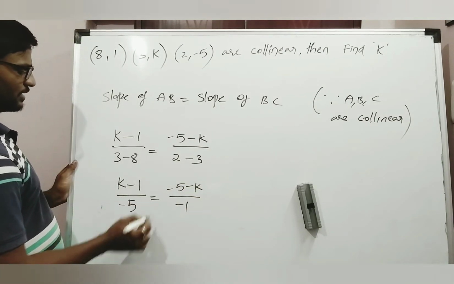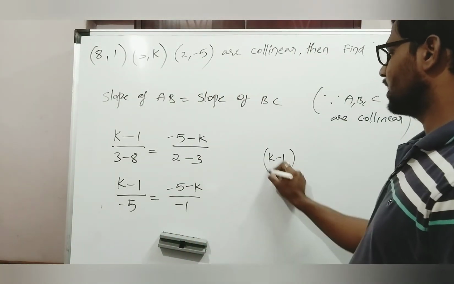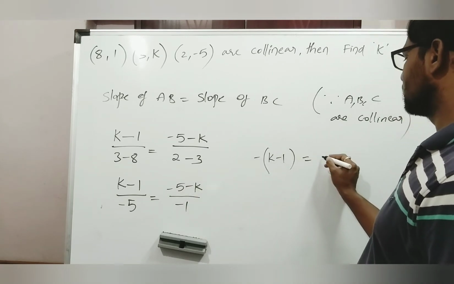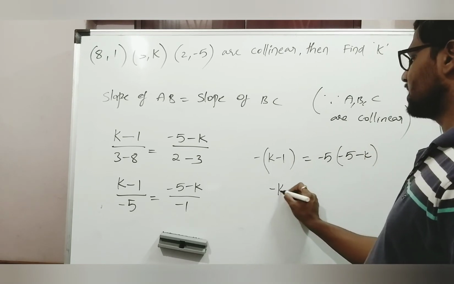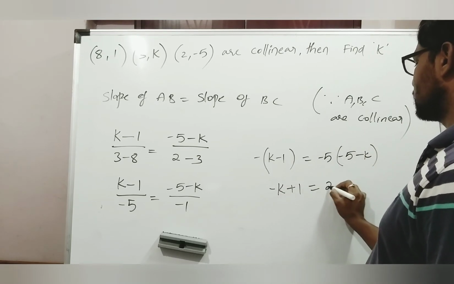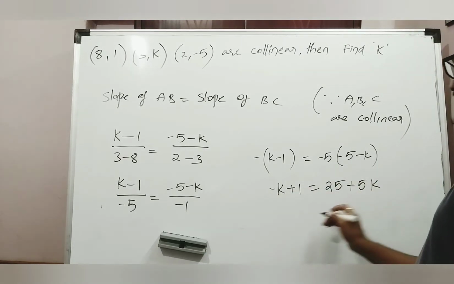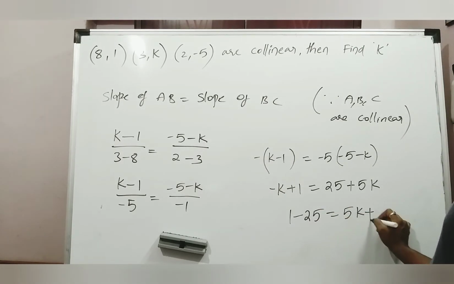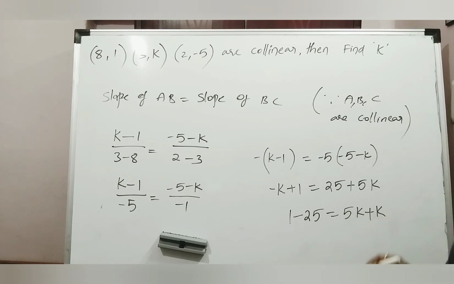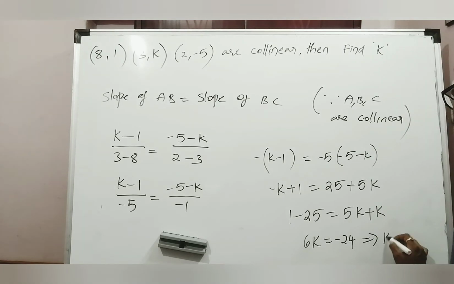If we cross multiply and solve this: k minus 1 into minus 1 equals minus 5 into minus 5 minus k. Minus k plus 1 equals 25 plus 5k. Minus k, shift this side. 1 minus 25 equals 5k plus k. So 6k equals minus 24, which implies k is equal to minus 4.